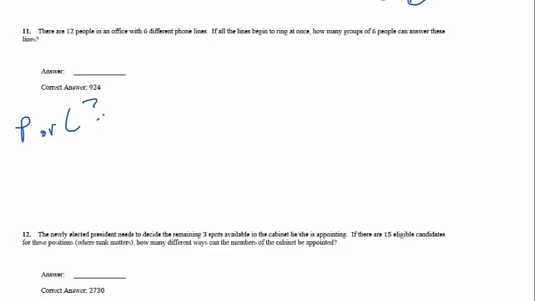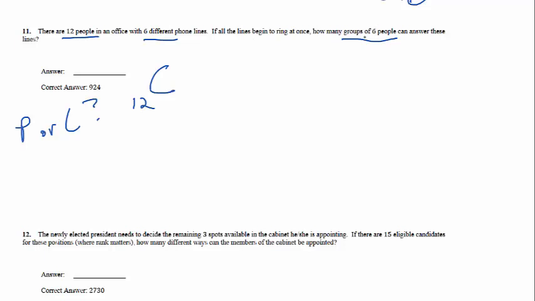So does it matter that one person answers the phone first? Does Susie answer the phone first and then Ted and then Jack and then whatever? Or does it not matter who answers the phone? Well, of the 12 people, there are 6 lines. How many groups of 6 people can answer the phone lines? Well, it doesn't really matter. So this is a combination question. Order is not important. There are 12 different people, and we are trying to answer 6 different phones.